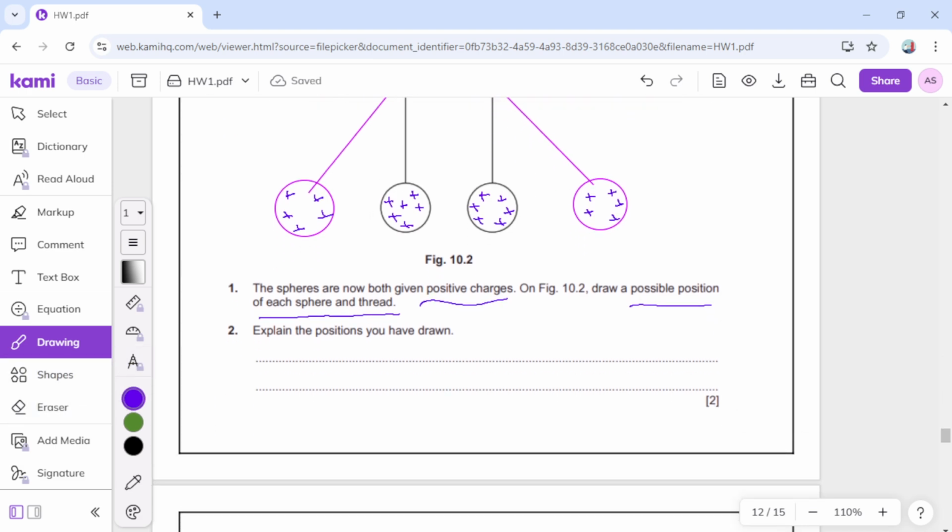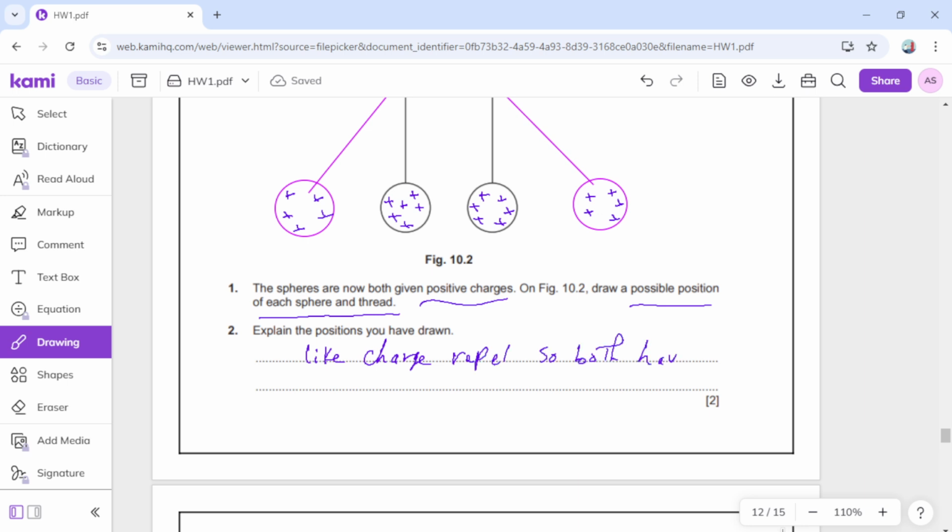I will write what? Like charges repel. So both have the same charge, they repel.